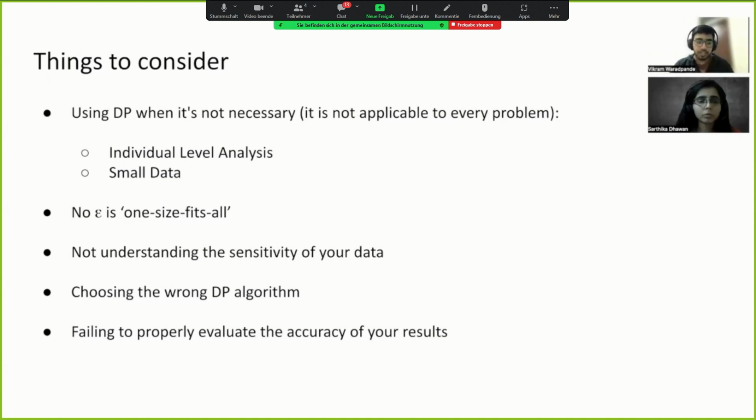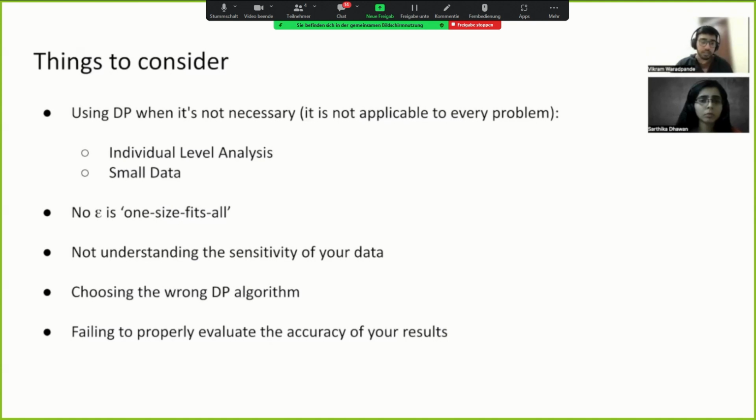The next point is choosing the wrong differentially private algorithm. There are multiple differentially private algorithms in place, and when there's a choice, you also need to invest time in understanding which is the right algorithm for your data sets and for your needs.